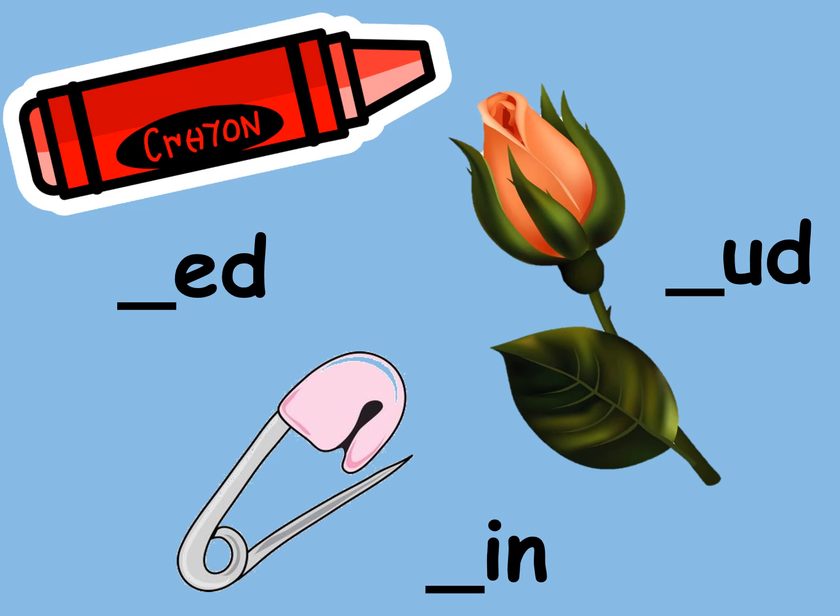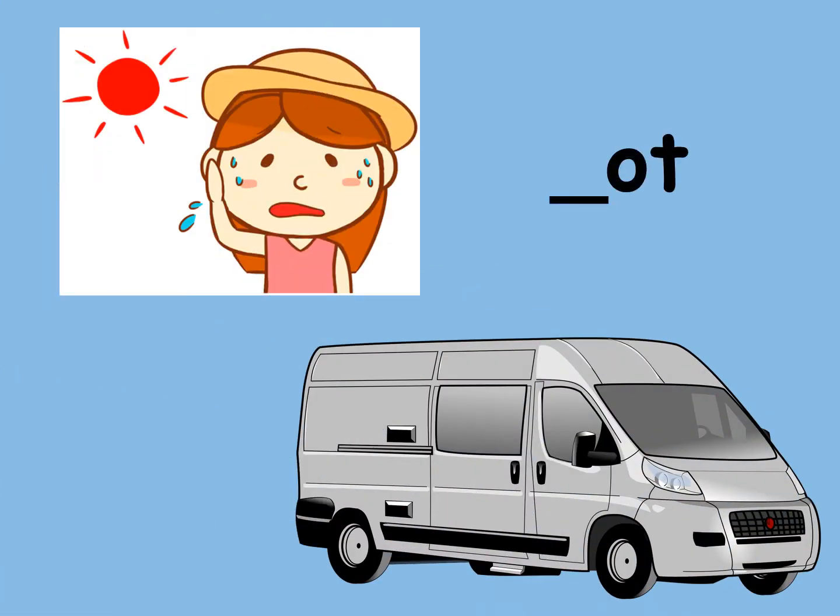Very good. It's letter R. Red. And the next one, the middle picture. Correct. The missing letter is letter P. It is a pin. The third picture is, very good, letter B, bus. How about this one? What is the missing letter? Very good, it's letter H, hot. And the last one is, very good, it's letter V, van.